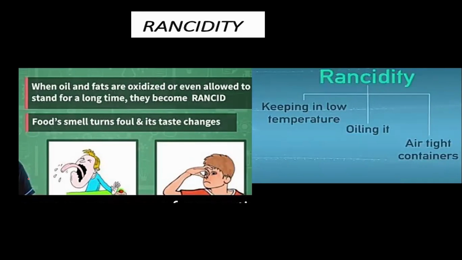Okay, how will you prevent the oxidation of food items? You have to keep the food items at low temperature, that is, in the refrigerator. Now you can keep the food items in airtight containers, or you can oil them. You can add preservatives, like we add preservatives while making pickles, so that they do not become rancid. So all these things you can employ.